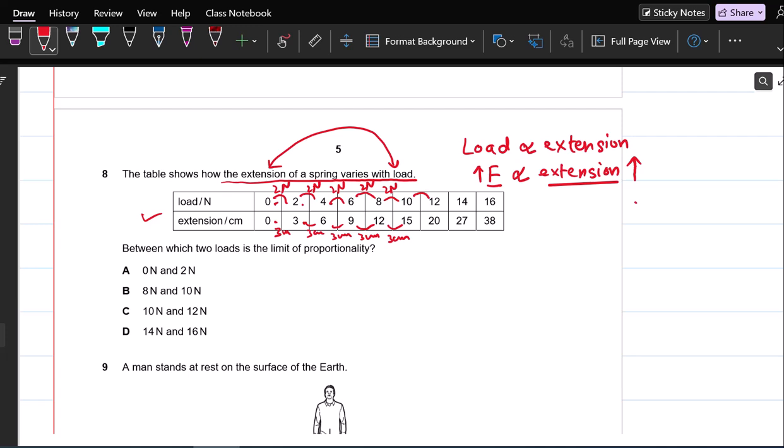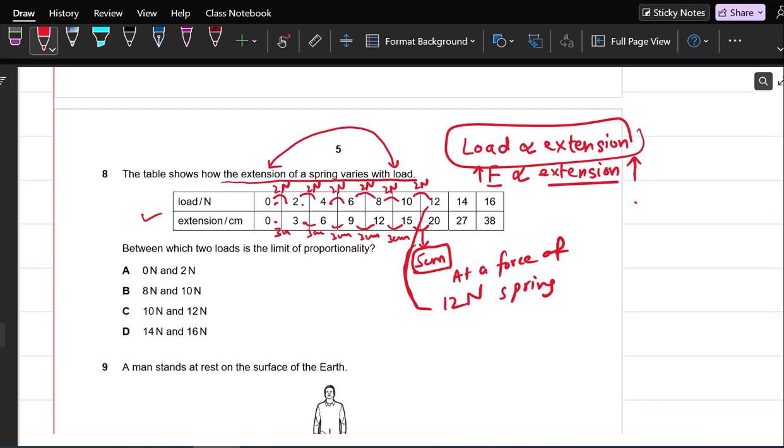When again 2 Newton is increased, going from 10 to 12 Newton, then my dear students, the change is now not 3 centimeter, it becomes 5 centimeter. So it means at a force of 12 Newton, the spring is not obeying this condition of Hooke's law. Spring is not obeying Hooke's law.